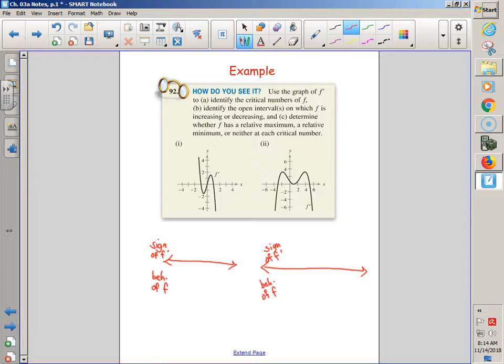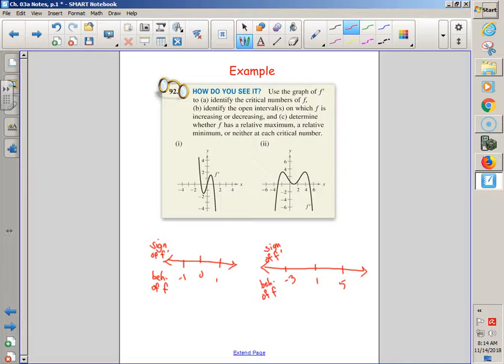Zeros. What are the zeros? Where are the zeros of the derivative? -1, 0, and 1. Where are the zeros of that derivative? -3, 1, and 5. There was a reason I was telling you where it was hitting the x-axis. Those are your critical numbers for letter A.